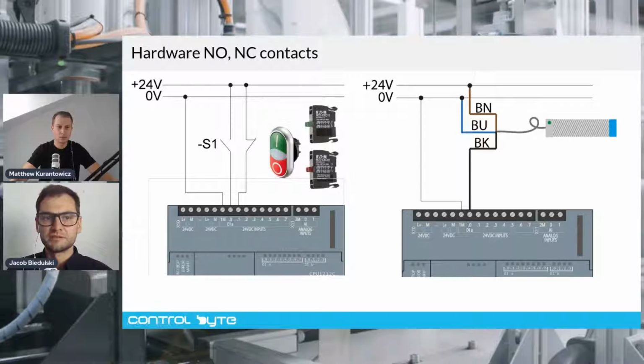So generally, there are normally open contacts and normally closed contacts, and in most cases, we use only steady signals for those sensors, for those equipment, like true or false. But sometimes we need to detect the transition from false to true or from true to false state. Matthew, can you move to the other slide?